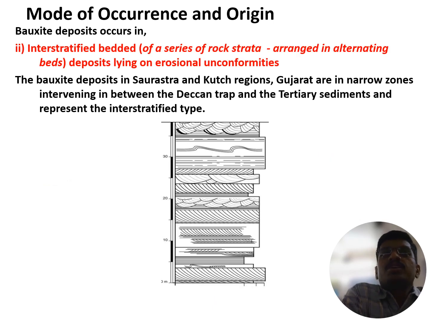The next occurrence is the interstratified type, a series of rock strata arranged in alternating beds, with deposits lying on erosional unconformities. This type of bauxite deposit occurs in the Saurashtra and Kutch regions of Gujarat, in narrow zones intervening between the Deccan Trap and the tertiary sediments, and represents the interstratified type.